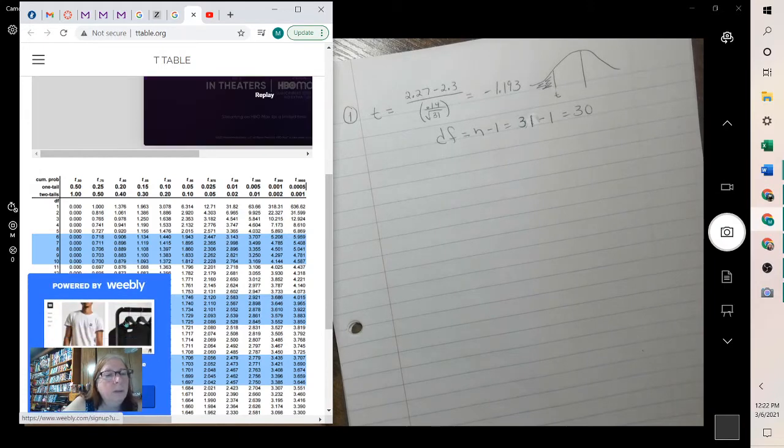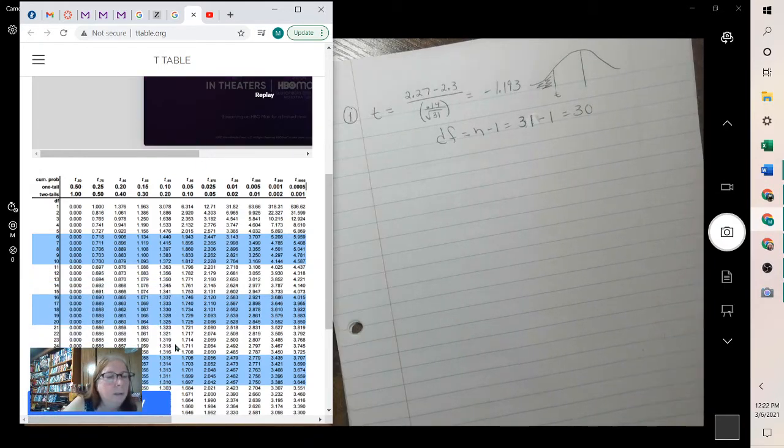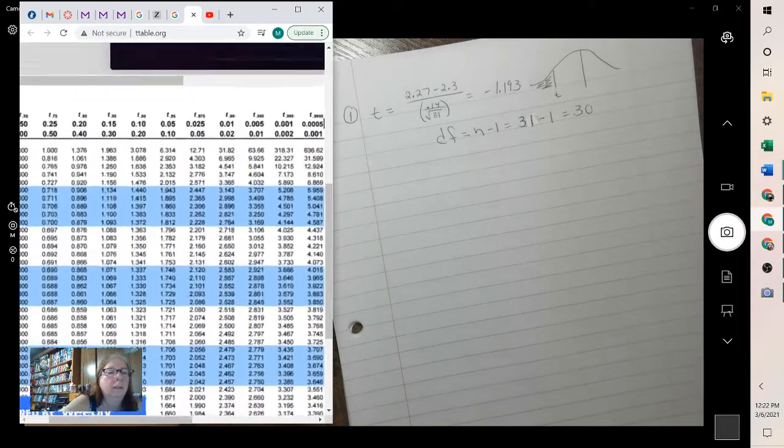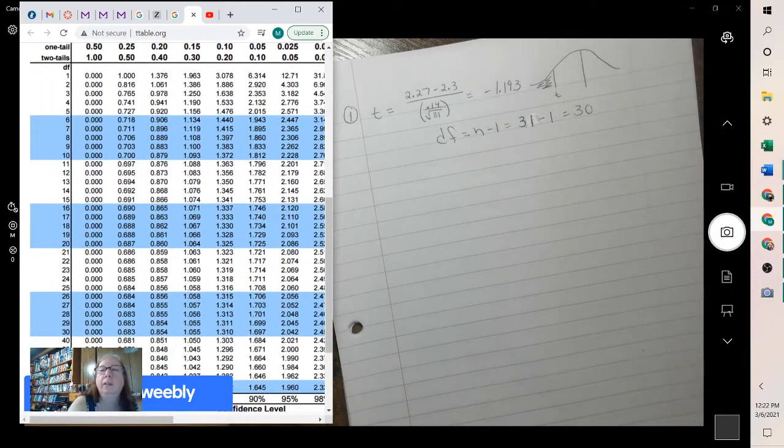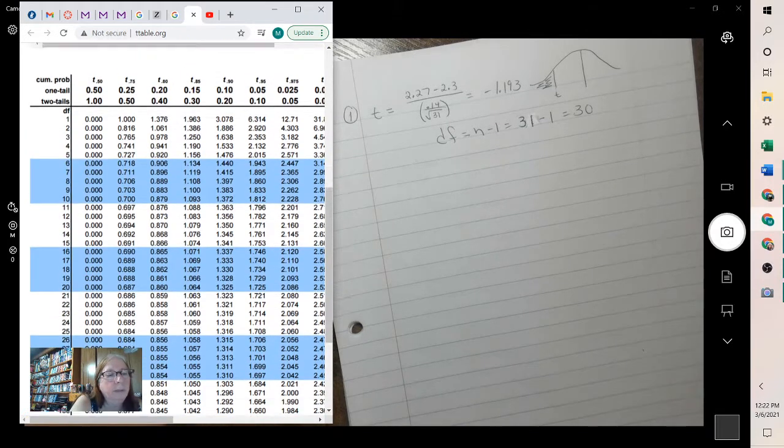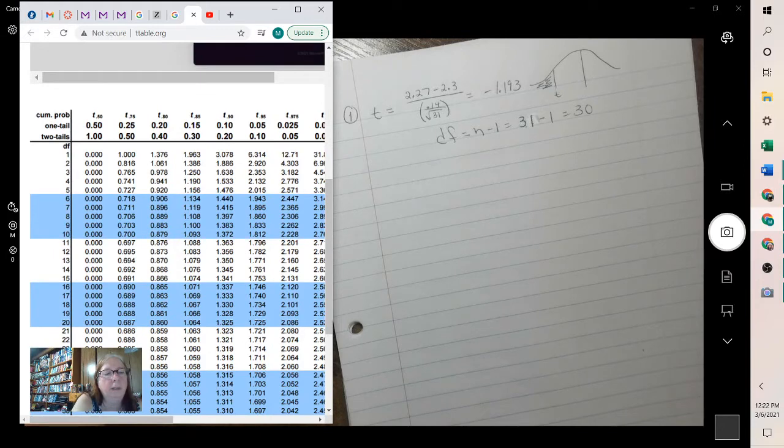Here, and you want to look across it for the negative 1.1. So if we go where the 30 is, right there at the bottom, and we go across, 1.1 would be between these two. So our p-value is between these two. And I'm using the 0.15 and the 0.10 because it's one tail. If it were two tails, we'd use the bottom, but it's one tail.